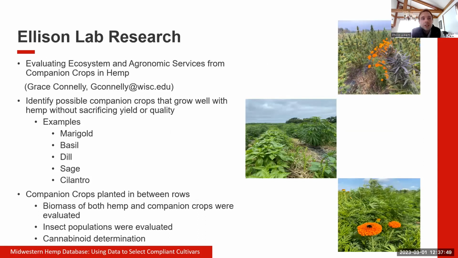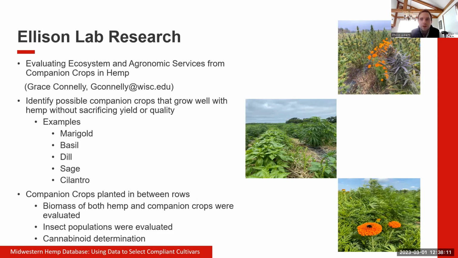Grace Connolly is looking at evaluating ecosystem and agrisystem services from companion crops and hemp to see which companion crops do or do not grow well with hemp, to evaluate if they have an impact on yield or quality of both the companion crop, which in some cases could be harvested for value added, or for the hemp itself. So I thought that was pretty fascinating.